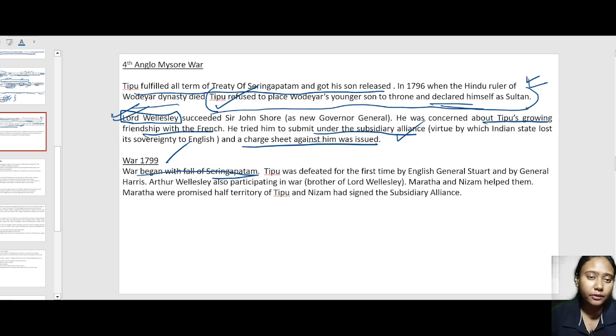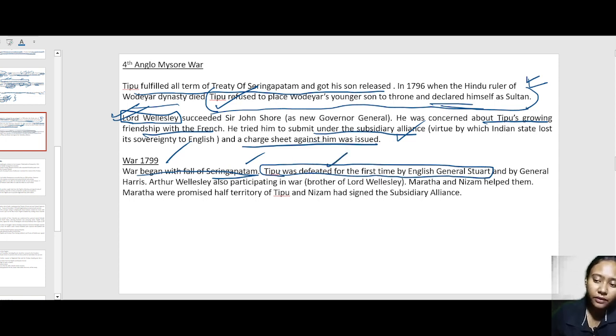After the Treaty of Seringapatam was signed, that region itself started to fall. Tipu was defeated for the first time by General Stuart. In the last PDF, I was talking about Tipu's defeat. Tipu was defeated for the first time by the English General Stuart and by General Harris, and before that he was never defeated by anyone. Arthur Wellesley also participated. Who was Arthur Wellesley? He was the younger brother of Lord Wellesley. Maratha and Nizam also helped them.